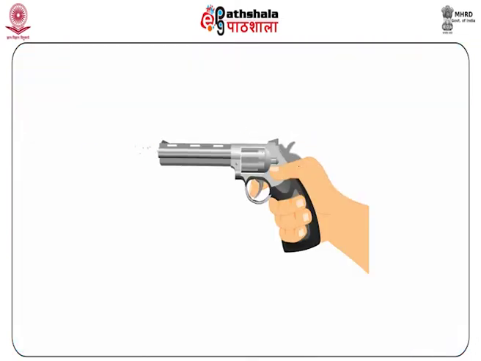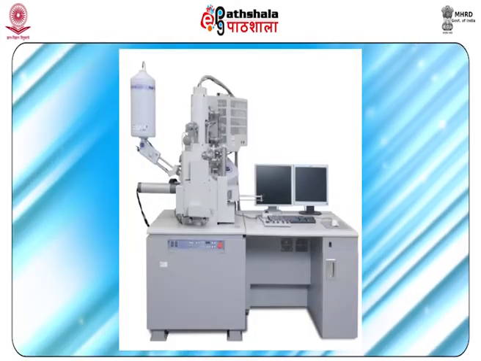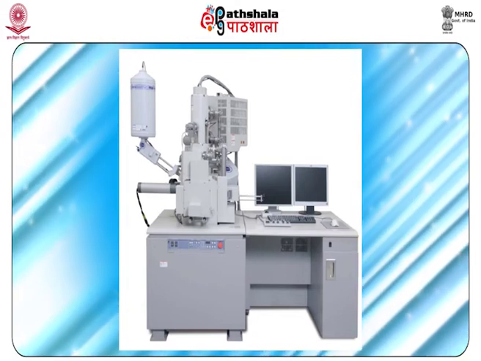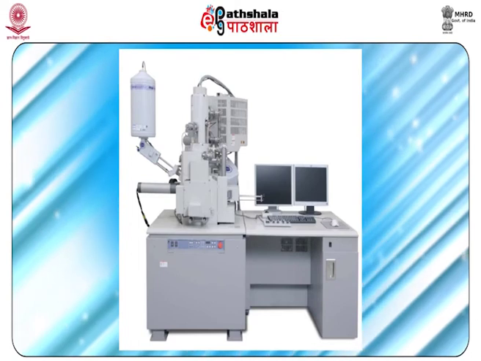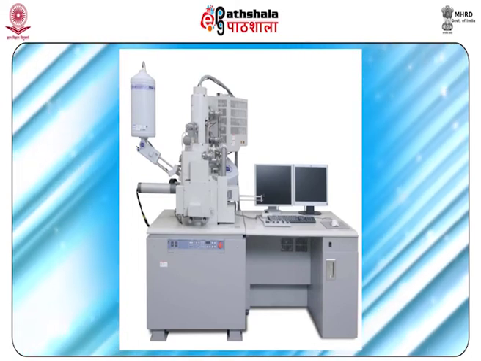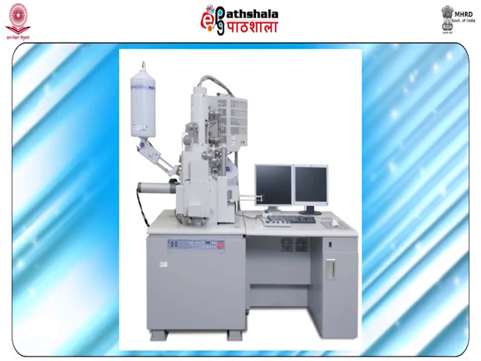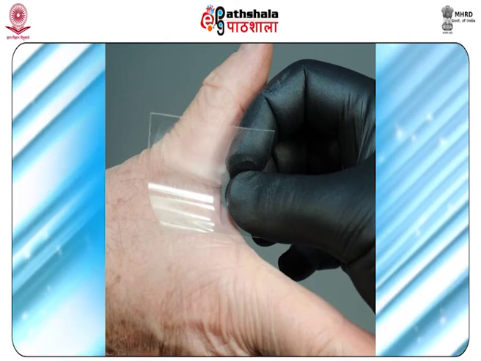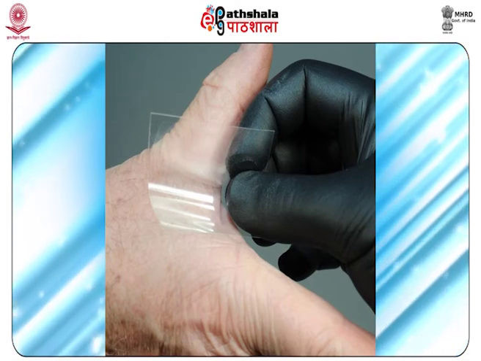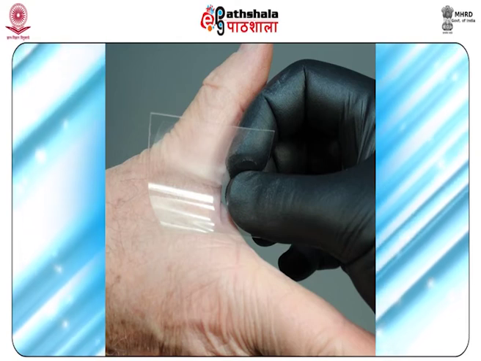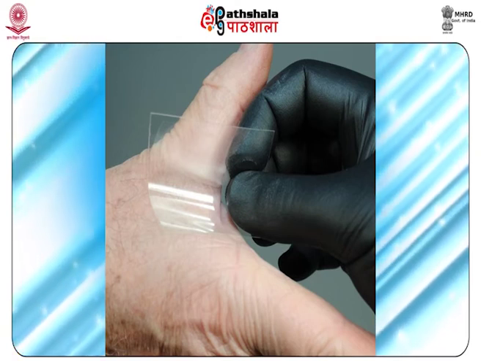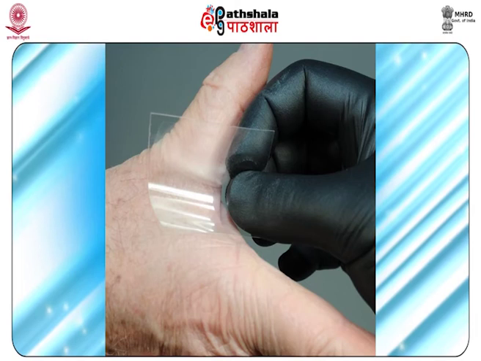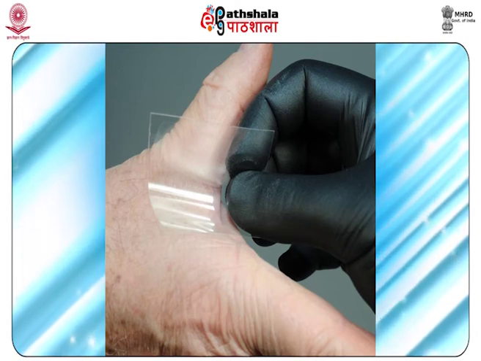gunshot residue or GSR. Scanning electron microscope or SEM coupled with an energy dispersive spectrometer or EDS is used to examine tape lifts taken from the hands of suspected shooters. If elements like barium, antimony, and lead are found in the sample, it is classified as primer residue.